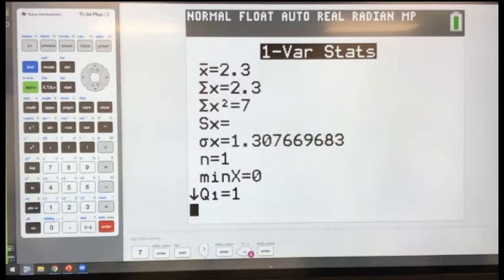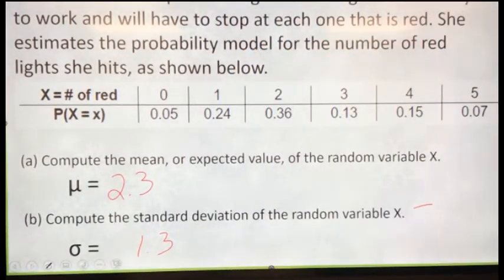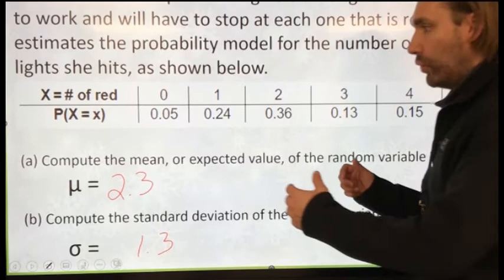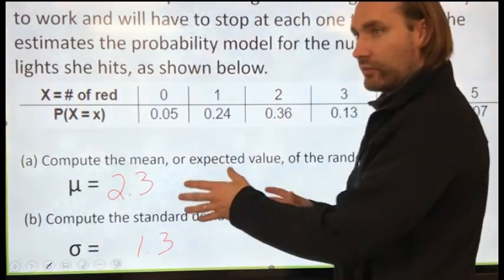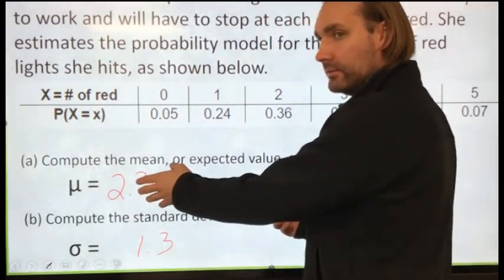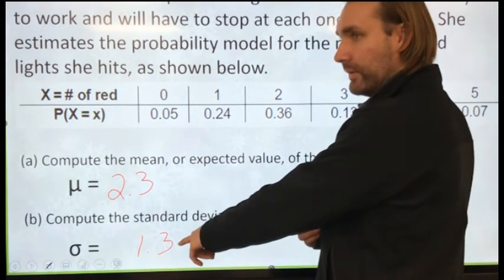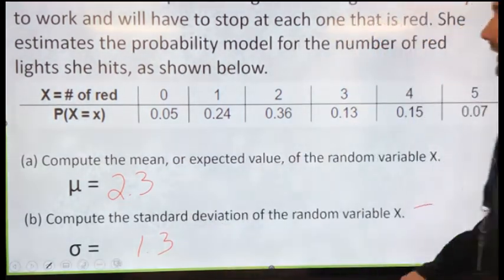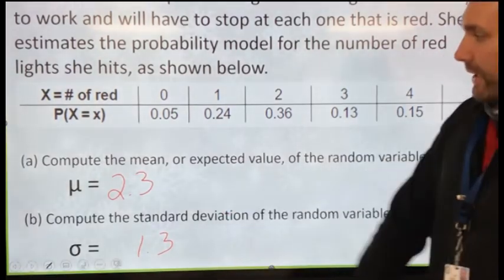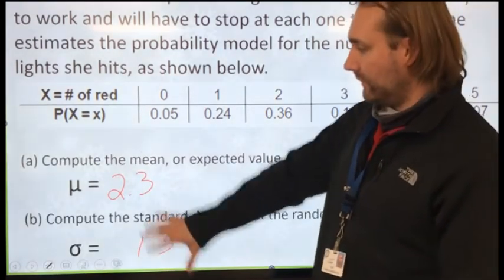All right. And what is my standard deviation? 1.3. And what does that mean? So let's use this information. Let's make a sentence. I'll probably hit about 2.3 red lights, give or take, what? 1.3. So that's how we're going to interpret this data. I'm probably going to run into about 2.3 lights, or about 2 lights, give or take 1 or 2. It could be 3, could be 4.